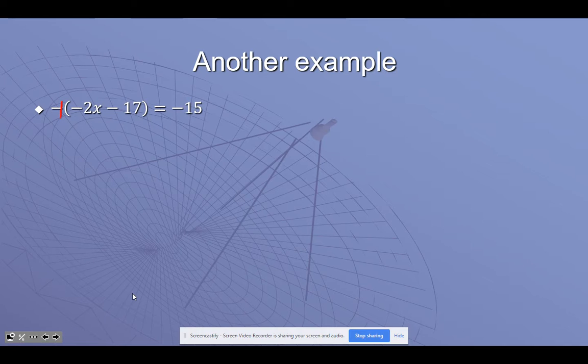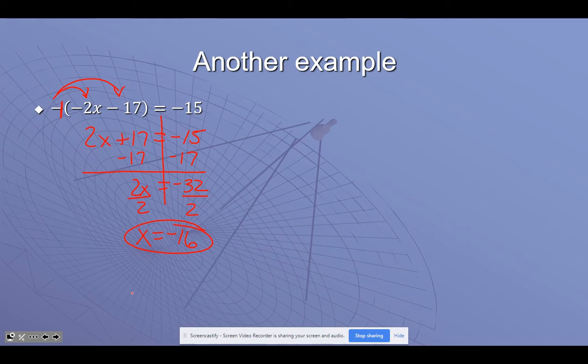I want to stick 1 in there to remind myself I need to distribute a negative 1. As I do that, I'll draw my mirror, and I end up with 2x plus 17 equals negative 15. That was using the distributive property. Now I'll subtract 17 from both sides using the subtraction property of equality. That gives me 2x equal to negative 32. Now I'll divide both sides by 2 using the division property of equality to get x equal to negative 16.